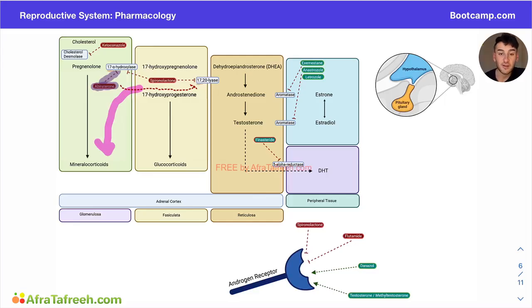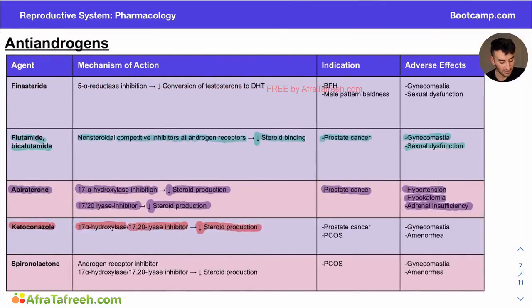But ketoconazole has a lot of influence throughout the entire steroid hormone synthesis pathway, and I just wanted to highlight that for you guys. In terms of what we use ketoconazole for, we can use it to treat prostate cancer or polycystic ovarian syndrome, and then in terms of side effects, we can see gynecomastia and amenorrhea.